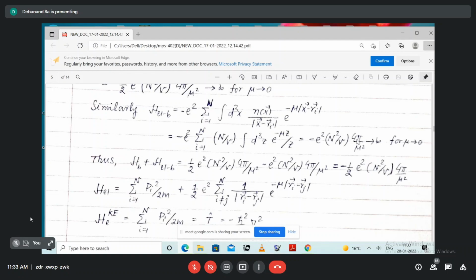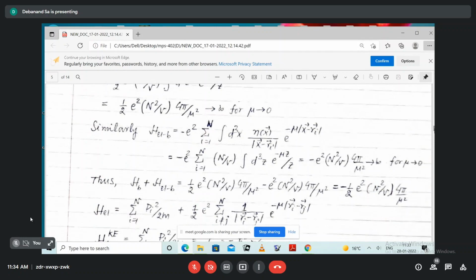Okay, so this is again going to be something like this. If you look at these two terms, this is half p square n square by v, 4 pi by mu square. This is e square minus e square n square by v, 4 pi by mu square. So if you add this one and this one, it's going to be something like this. Just take it, because there's a beautiful cancellation which I'm going to show.